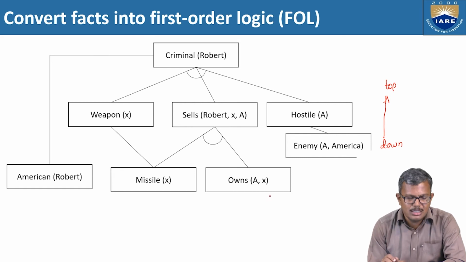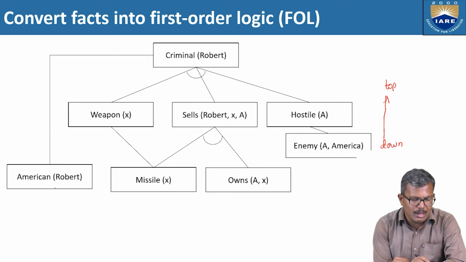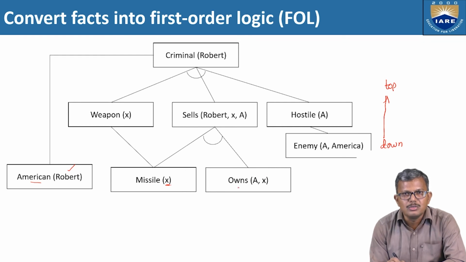So in the forward reasoning approach, the knowledge we are having is this one. What is that? Robot. This is the object. So who is the robot here? Robot is an American. Some X. What is this X here? X is a missile. And one more piece of information. What is that? Owns.